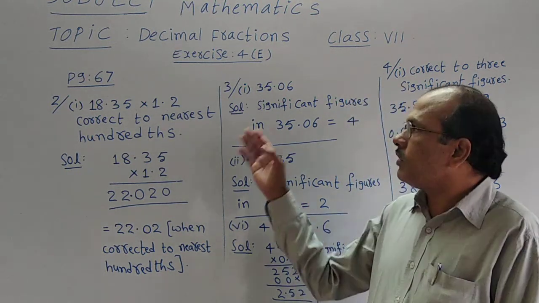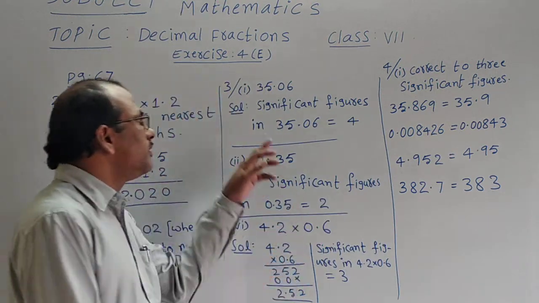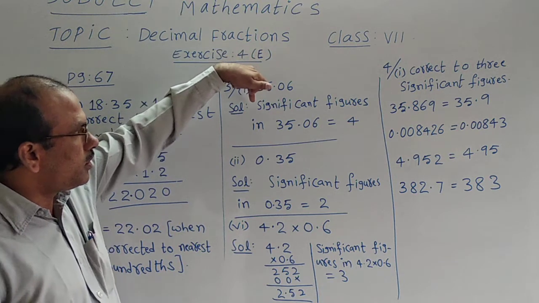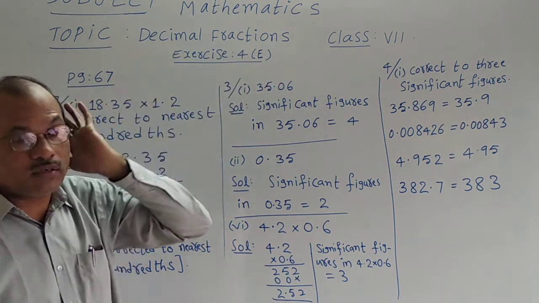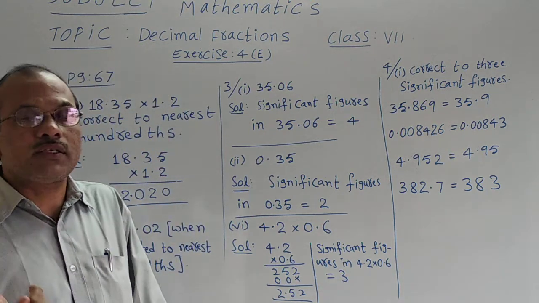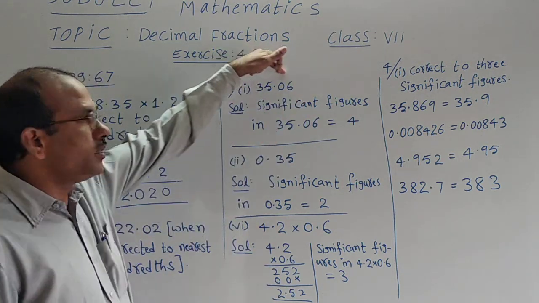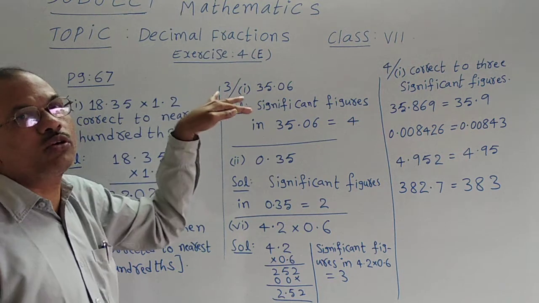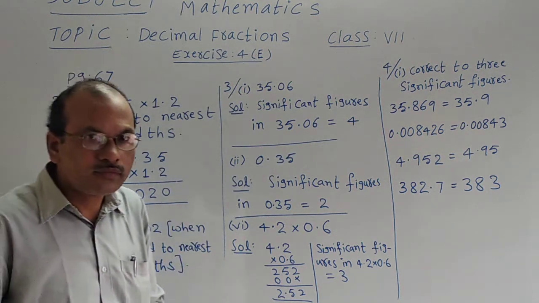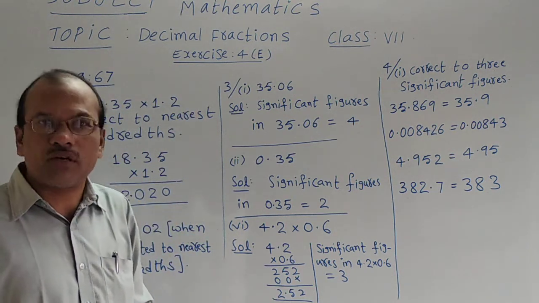Okay now? Then we will go for the third question, first one, in the same page 67: 35.06. Write the significant figures in it. The meaning of significant figures is, figures are nothing but digits. All those digits, how many are there in this? All those we have to count and write. That is called significant figures. Is it clear? But whether those figures are valid or not, we have to think.